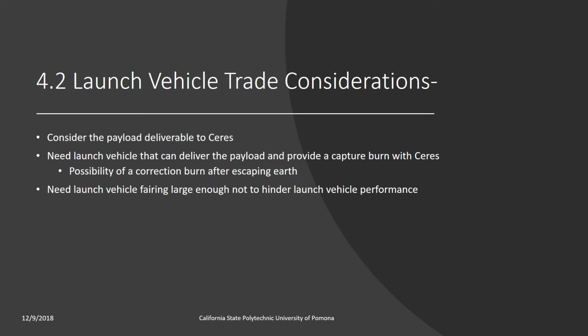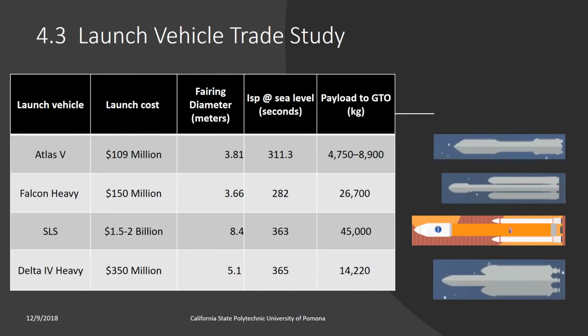The considerations made for our trade study included delivering the payload to Ceres, having a launch vehicle that could provide a capture burn, and having a vehicle with a large enough fairing to ensure our spacecraft fits inside the fairing. The launch vehicles that we considered were the Atlas V, Falcon Heavy, SLS, and Delta IV Heavy. While the SLS is by far the most expensive, it can deliver the largest payload possible for this mission, along with having the largest fairing diameter.